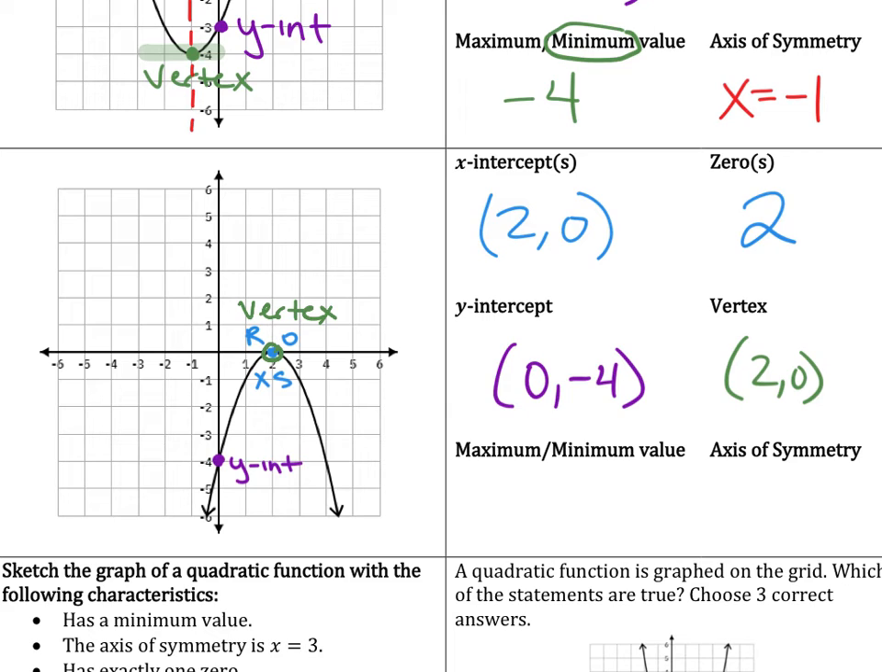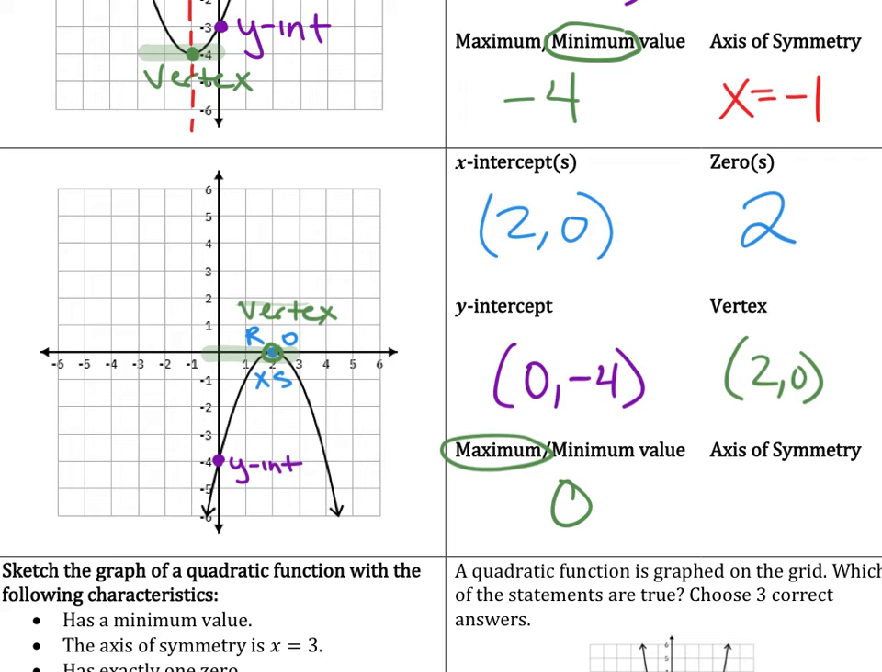Now, is this vertex a maximum or a minimum? Maximum. And how high does it go? 2? It goes to 0. Remember, the maximum talks about how high or how low it goes. This highest value is 0. So my maximum value is 0.